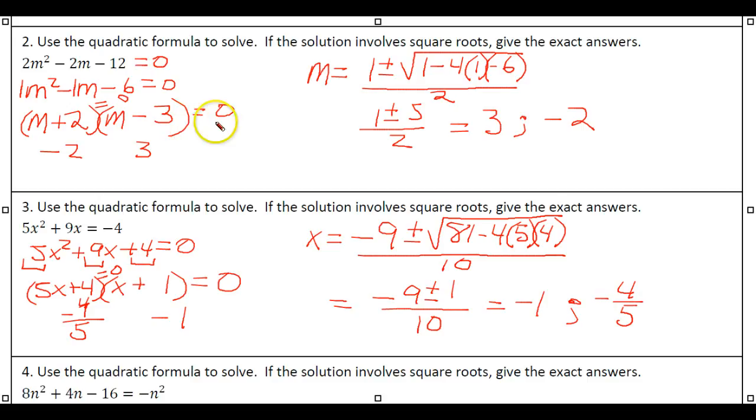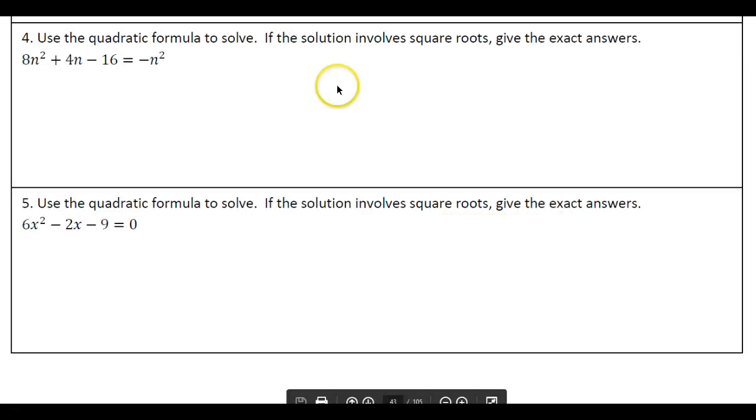So we have two really good techniques in our pocket here for solving these equations. The quadratic formula is a multi-use one. Now for number 4, is this in standard form?